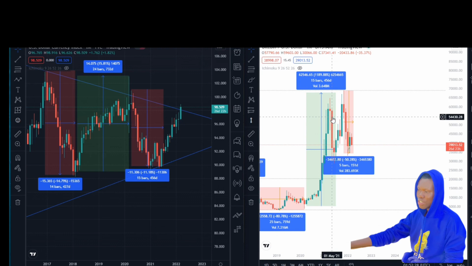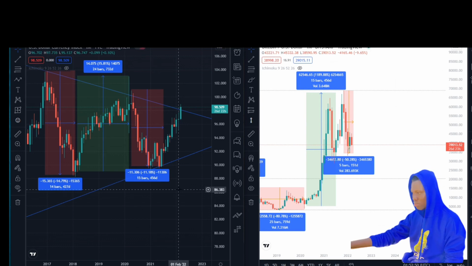That's the relationship these two are having. So understanding this relationship will actually help you to always be on the right side of the market when you are making your investment, so that you won't be the one buying the top and selling the lows.